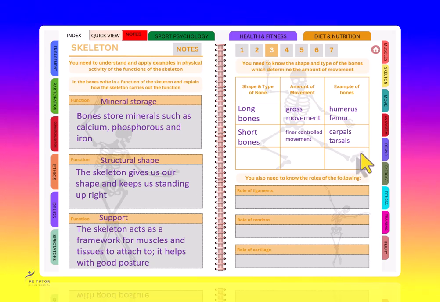And then the other type of bone which we've looked at is the flat bone. And the type of movement is very, very limited. You might even say no movement, but let's say very limited movement. And examples of those are the cranium.